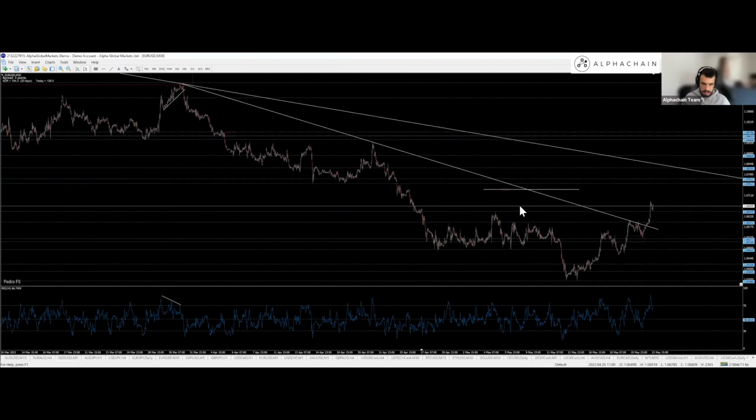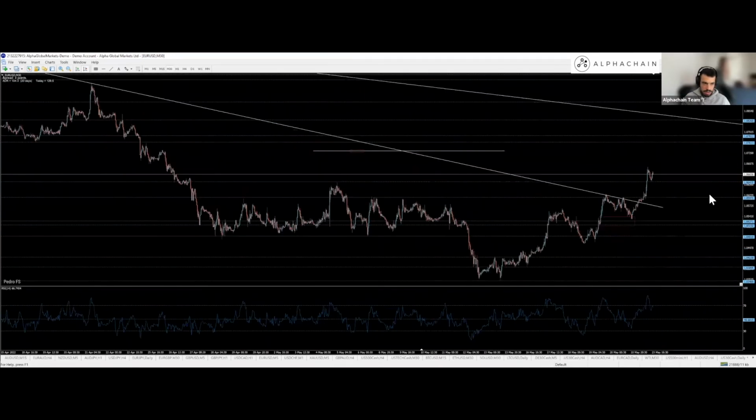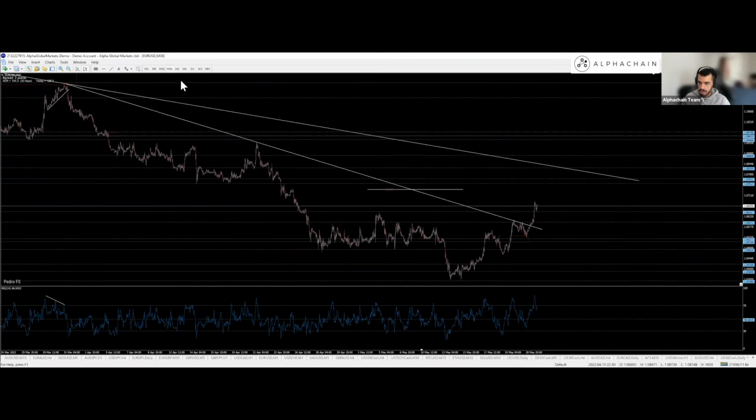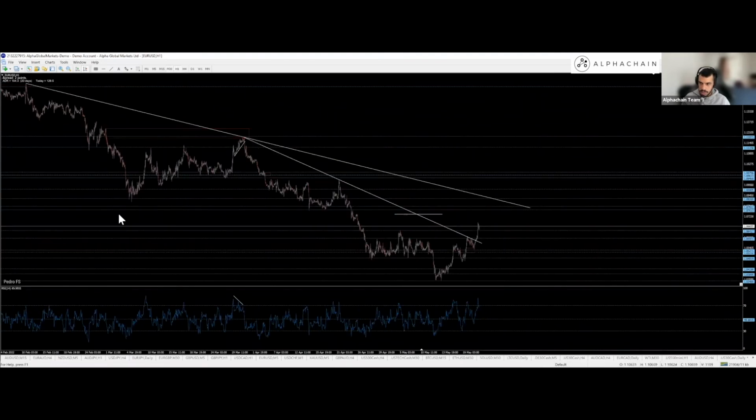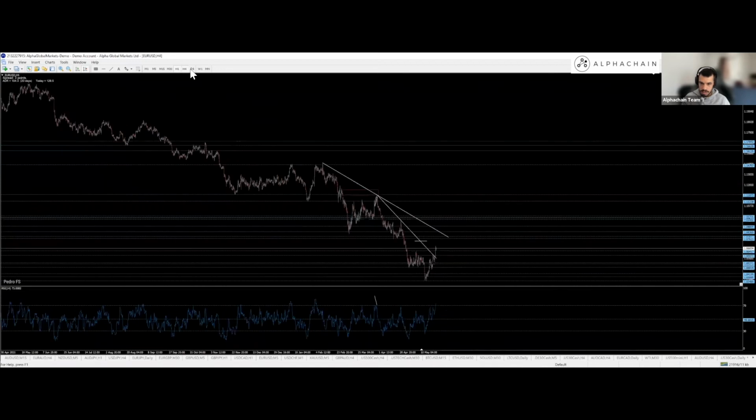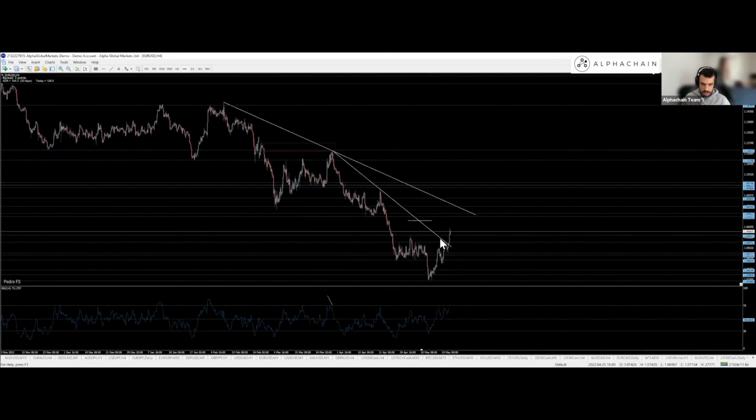For example, the price now, today on euro, is reacting from this previous zone, and now let's see where it goes. The next level for me, on euro, could be maybe the retest of this one in here. That could be the next level where price worked as a support, and maybe that's going to work as a resistance. We'll see.